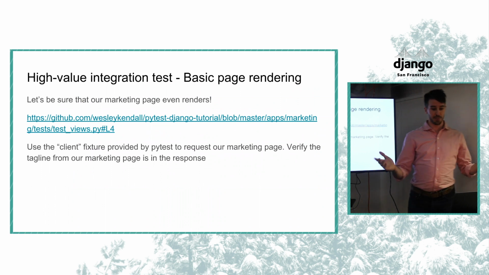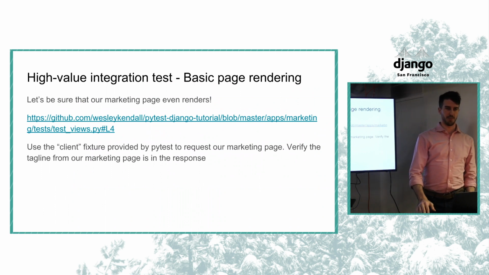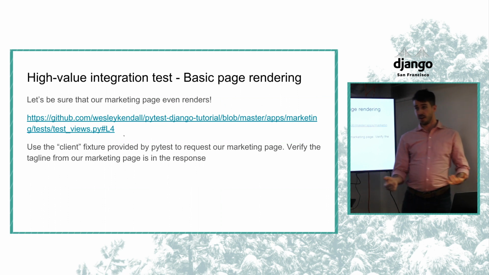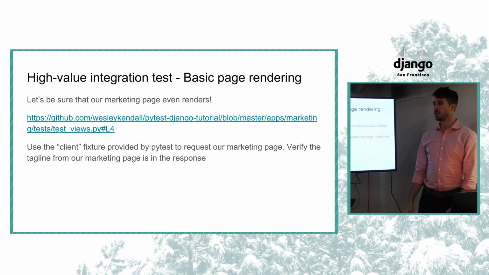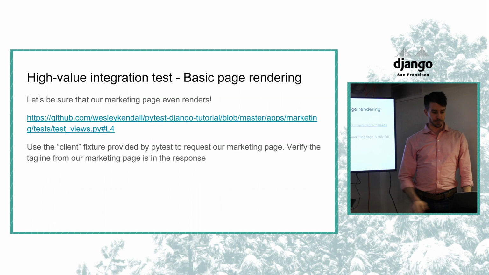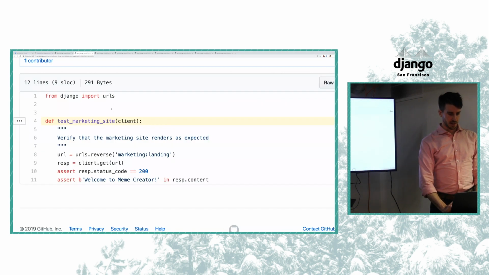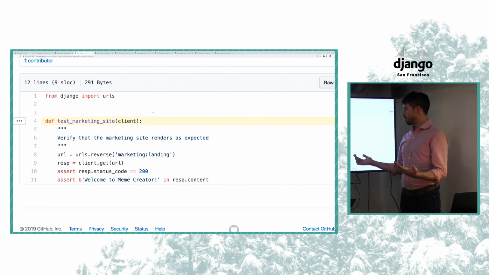So yeah, I figured I would spend the rest of this time going over the tests that are written on this app, and I'm going to try to go over the basic ones first, and they get a little bit more complicated quickly. The first one is, again, high-value integration tests. This example is just basic page running. Let's just make sure that the marketing site renders. And the example for that test is here. And this is what it looks like with PyTest.